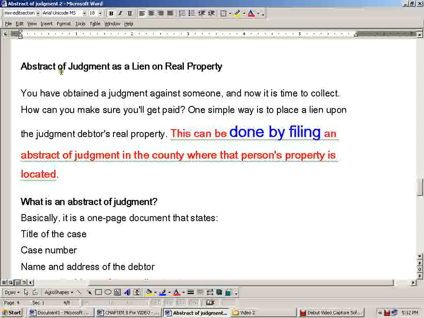Abstracted judgment as a lien on real property. You have obtained a judgment against someone, and now it's time to collect. How can you make sure you get paid? One simple way is to place a lien on the judgment debtor's real property. This can be done by filing an abstracted judgment in the county where the person's property is located. That means that this document, abstracted judgment, is the lien.